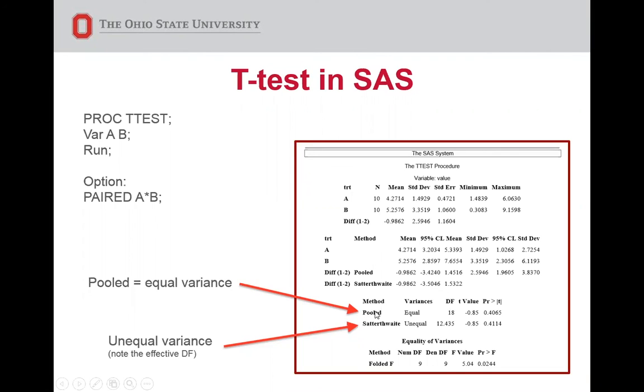Both these methods, the pooled and unequal variance, have similar but not identical probabilities, with a similar conclusion to the equal variance that is not significant for either option. We also have the option in SAS for making a paired t-test within the proc t-test command. We would use the option paired A times B to generate a paired t-test comparison.